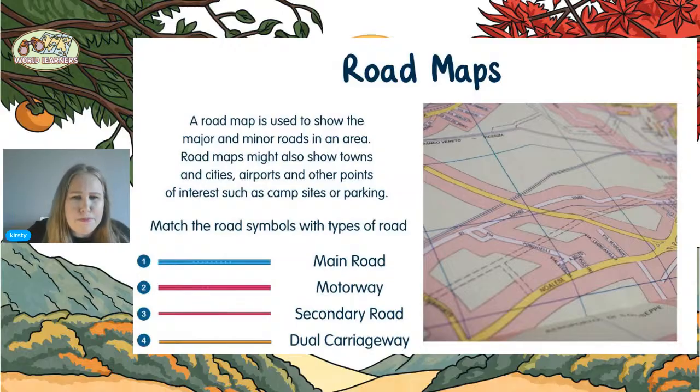What do you think? The blue one, then we've got a kind of wide red one with a line down the middle. Then we've got a narrower red one, and then we've got the yellow one. What do you think? And our choices are main road, motorway, secondary road, and dual carriageway. Right, Arthur thinks number one is in fact a motorway. 2, we think, is a main road. What do we think? Do we agree with that? What about the yellow one at the bottom?